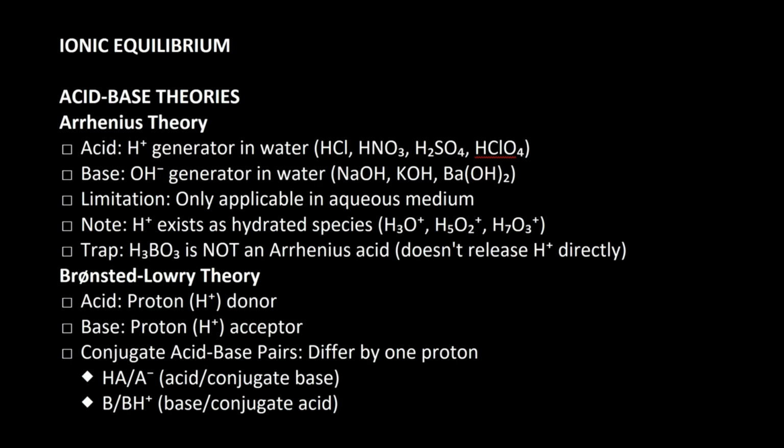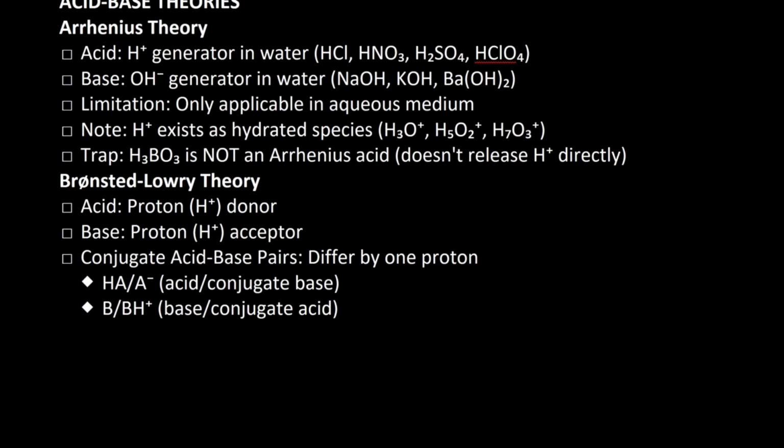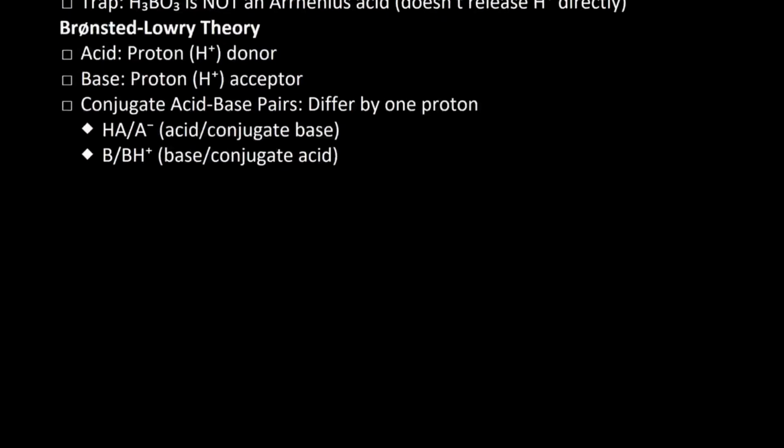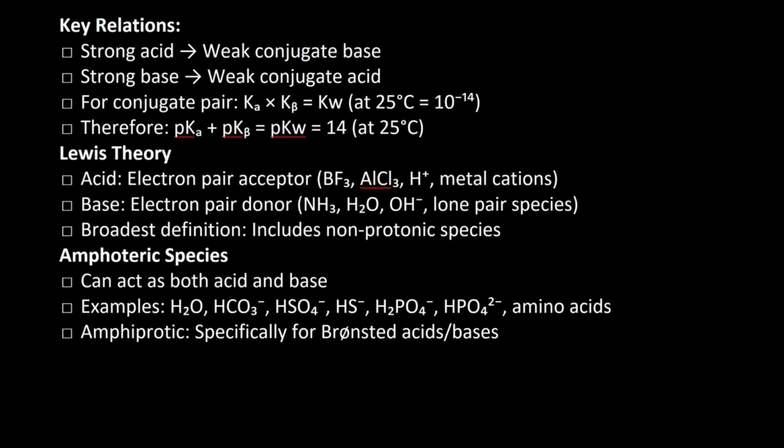First of all, acid-base theories. These we know. What is Arrhenius theory? H plus generator in water for acid, OH minus generator in water for base. And Lowry-Bronsted theory, acid is a proton donor, base is a proton acceptor. And you have to know about Lewis acids and bases. Lewis acids are the acceptors of the lone pair and the bases are the donors of the lone pairs. Right. And amphoteric species can act as both acid and base, like H2O, bisulfate, like that. And amphiprotic means specifically for Bronsted acids and bases.